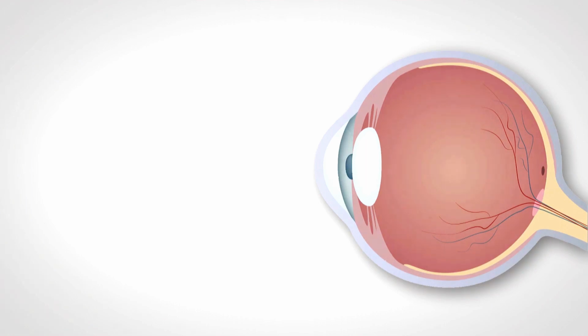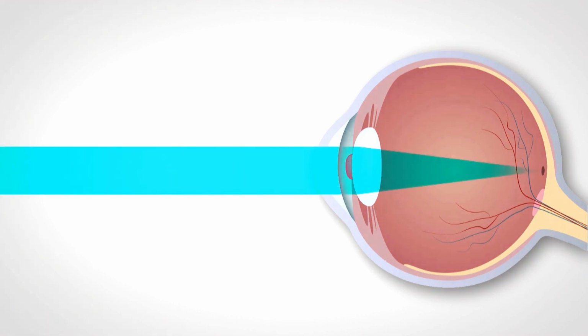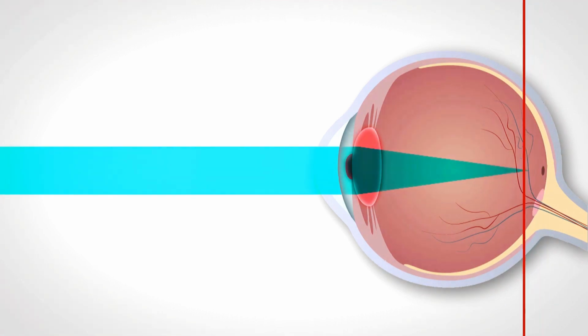Now, you might be wondering why this happens. Well, it's all about how our eyes focus light. In a perfectly shaped eye, light rays bend or refract to form a clear image right on the retina, which is the light-sensitive layer at the back of the eye. But with myopia, the eye is a little too long, causing light rays to focus in front of the retina. This mismatch is what makes distant objects seem blurry.